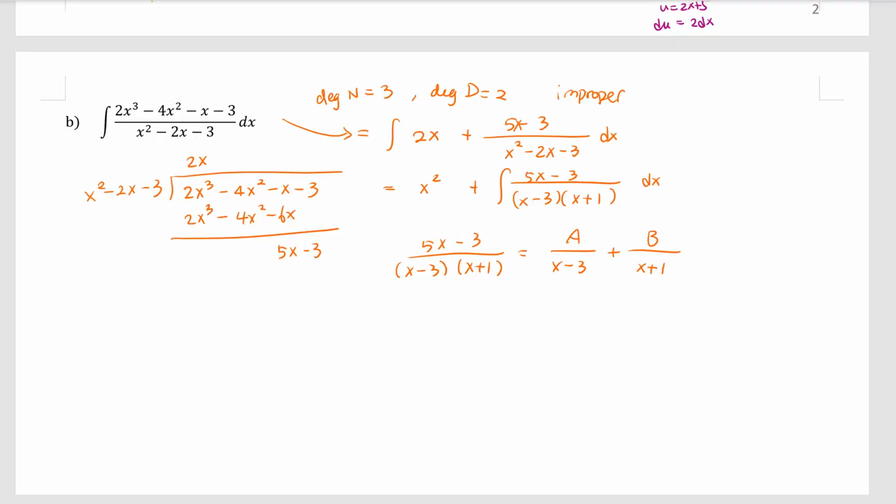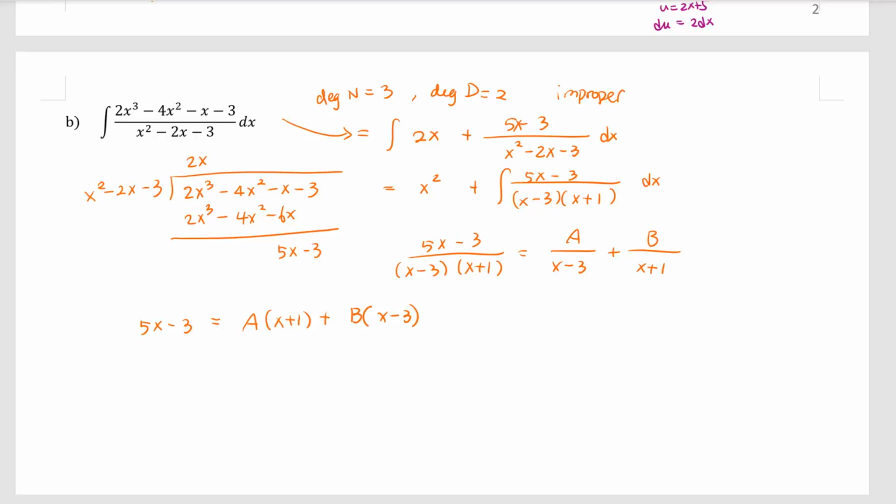Alright, so what is the next step? We multiply by the common denominator to clear all the denominators. For A, we multiply by x minus 3 and x plus 1, the x minus 3 cancels, so we have just x plus 1. And for B, we multiply by x minus 3 and x plus 1, the x plus 1 cancels, so we have x minus 3. So far, so good, everybody?